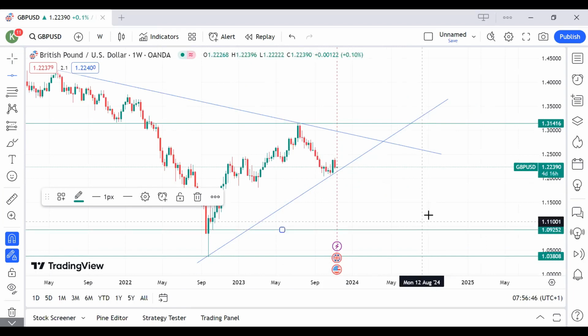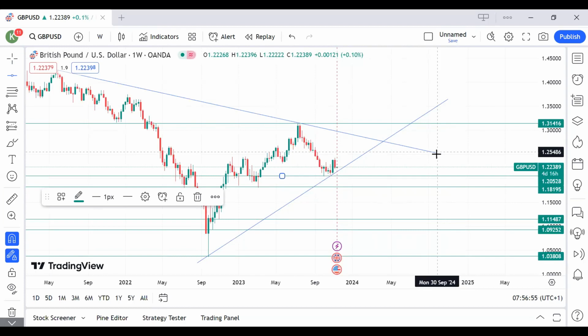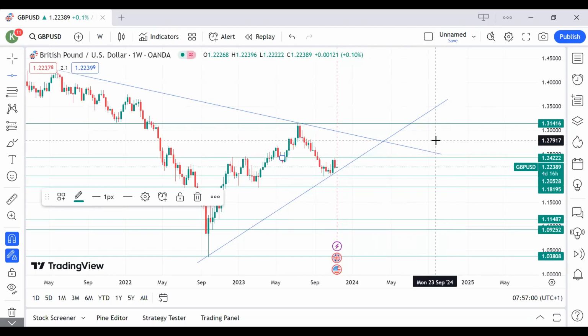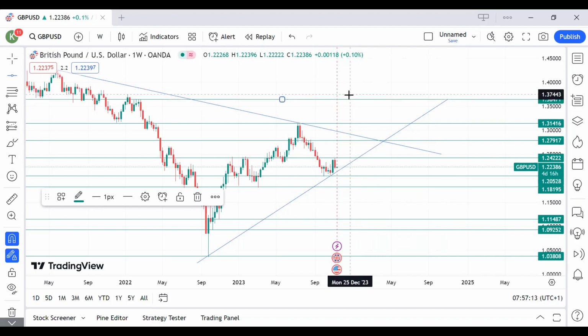We have one here. We have another one here. We have another one here. We have another one here. We have another one here. We have another one here. So those are like our price action lines. I think we have one here and here. I think this will be enough for the week.